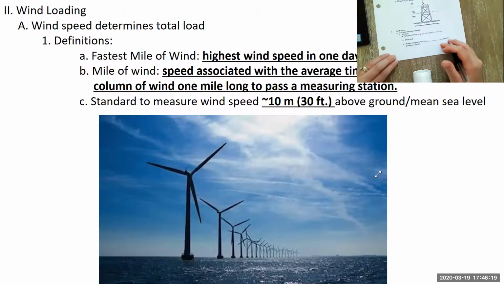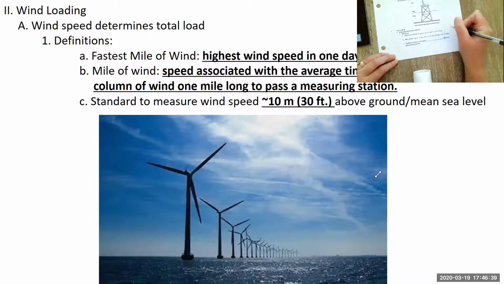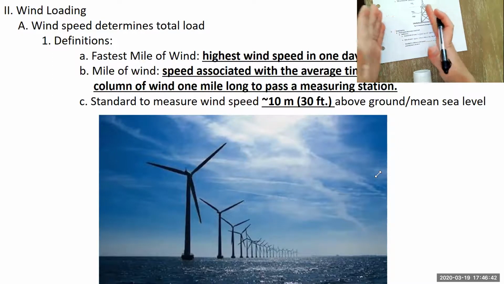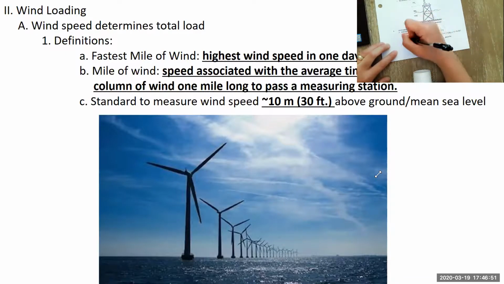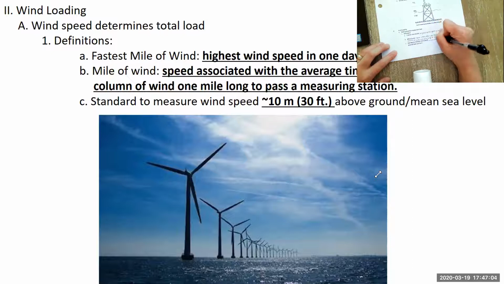And what do I mean by a mile of wind? So the definition of a mile of wind is the speed associated with the average time it takes a horizontal column of wind 1 mile long to pass a measuring station.